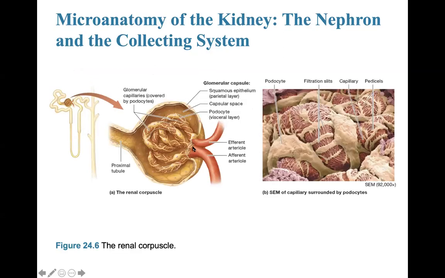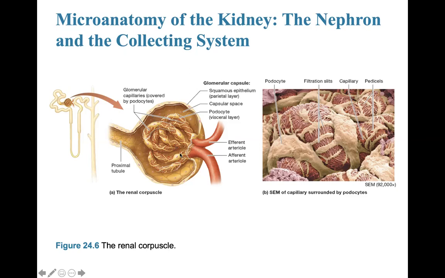So this is our glomerulus right here. Okay, so what you see is here's an afferent arteriole. This is feeding in. This is a capillary bed here. Okay, and there's going to be pressure differences that are going to allow fluid to leave the capillary and enter into this space here that's formed by the glomerular capsule.